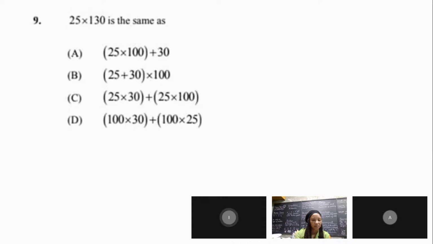Okay, miss. 25 times 130 is the same as 25 times 30 plus 25 times 100. Correct. So we're keeping the 25, and we split this one into the 100 and the 30.